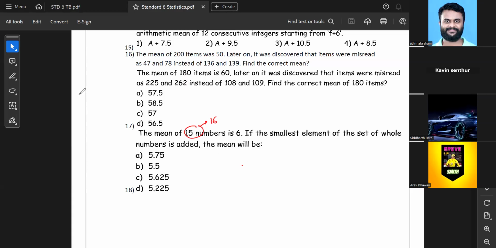I hope you understand. So the initial sum and final sum both will be how much? 15 multiplied by 6, that is 90, right? 90 will be the sum. But the new average will be the new sum divided by 16, not 15. So this time it will be 90 divided by 16. I hope you understood. Sir, I think the answer is 5.625. Yeah, you're right. You're absolutely correct. Option C will be your correct answer.